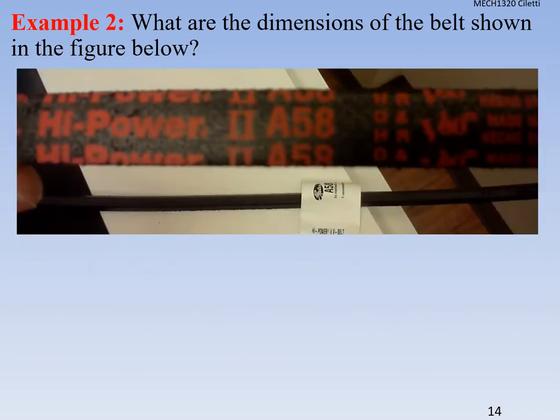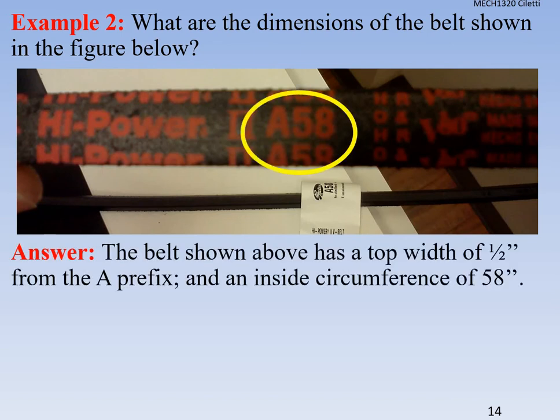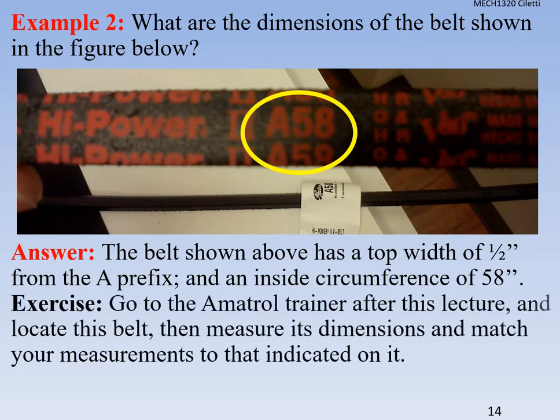So if we take a look here, this is kind of tough to see, but it's printed on the belt. So we have an A58. And you can go back and look at the chart, but an A58 tells us that it has a width of 1/2 inch, so the belt's 1/2 inch wide, and it has an inside circumference of 58 inches. It's important to know that inside circumference, because that's going to be what's sitting on the outside of the sheaves. So that's going to be very important, and that's where the arc of contact resides.